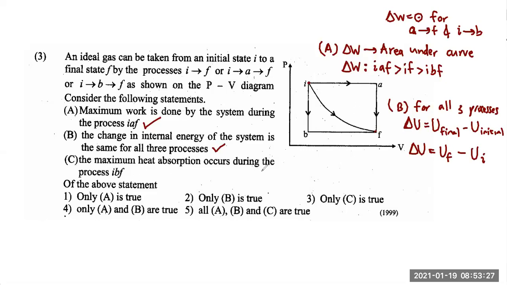The maximum heat absorption occurs during process IBF. What is that? Now, if you focus on statement C, heat absorption, we have to use the equation delta Q equals delta U plus delta W. Heat absorption means this number. And for all three processes, work done is plus, because volume is increasing. So I'll just put plus for each. Why? Because as long as volume increases during a process, work done will be positive.